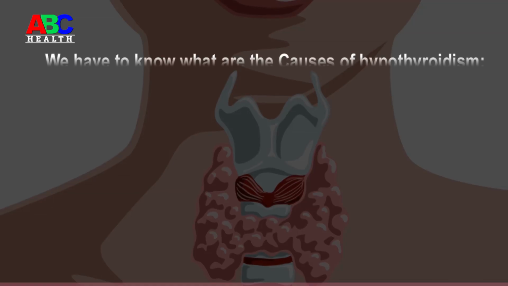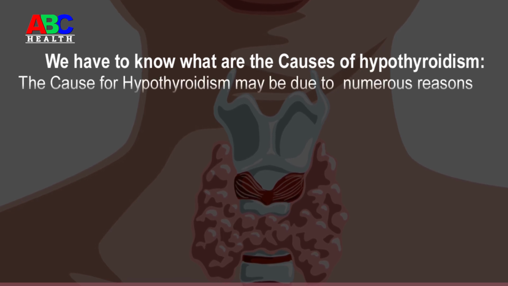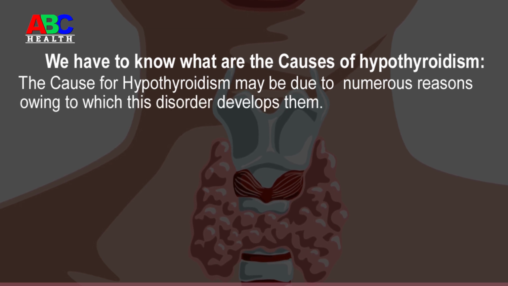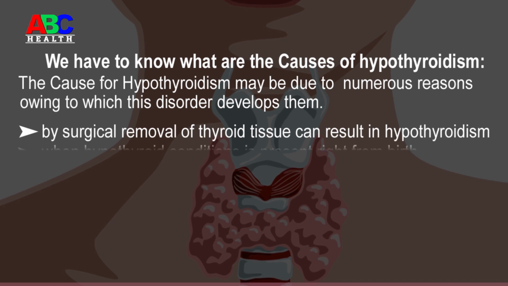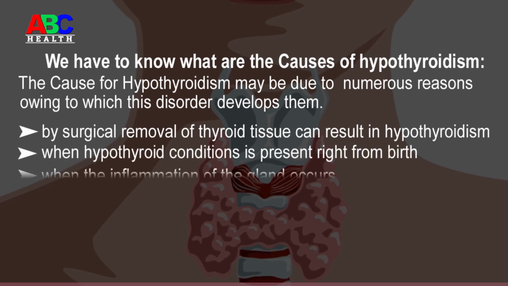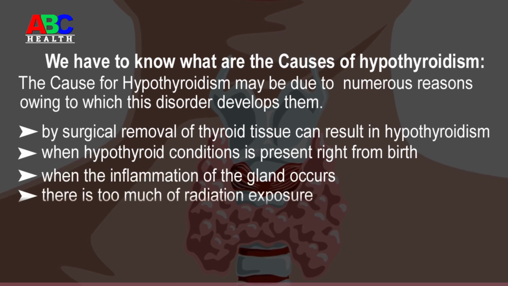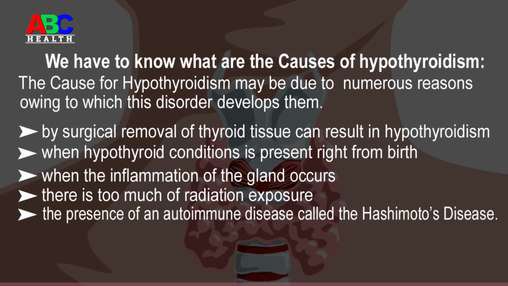We have to know what the causes of hypothyroidism are. The cause of hypothyroidism may be due to numerous reasons owing to which this disorder develops. Surgical removal of thyroid tissue can result in hypothyroidism. It can also be present right from birth, or occur when inflammation of the gland occurs, or due to too much radiation exposure, and finally, the presence of an autoimmune disease called Hashimoto's disease.